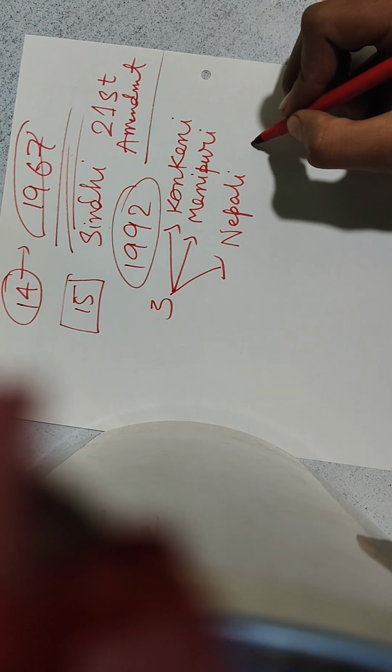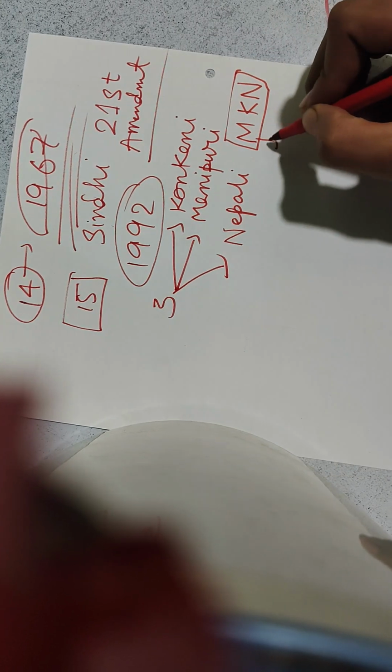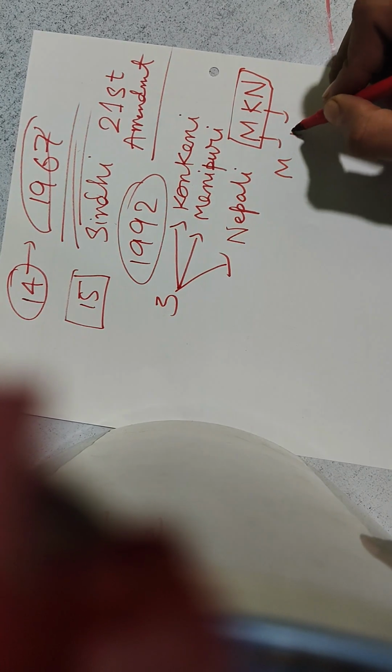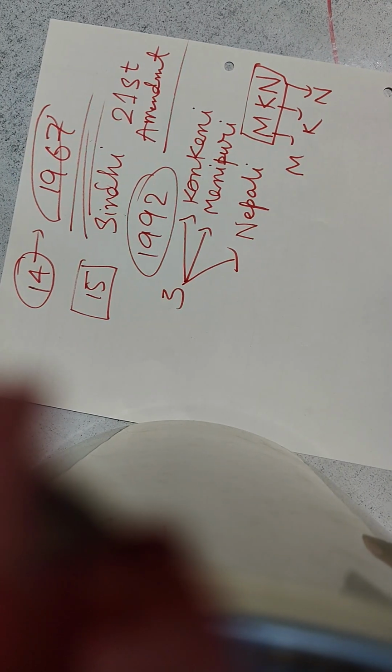Now, how to learn it? What is the way to learn it? You can learn it by MKN, Makan. M for Manipuri, K for Konkani, and N stands for Nepali. Understood?